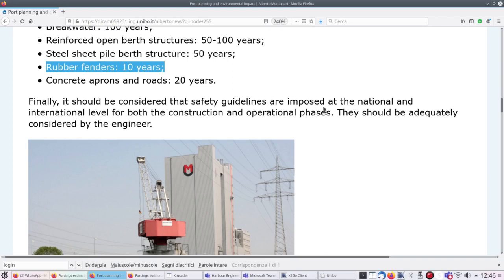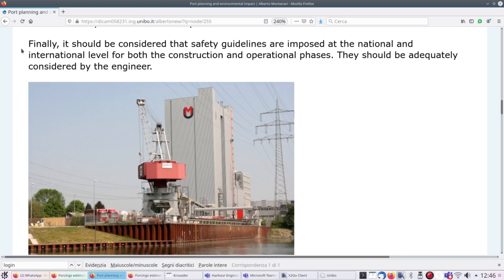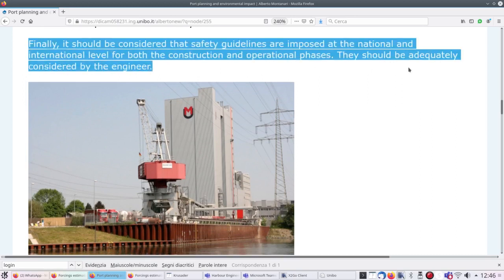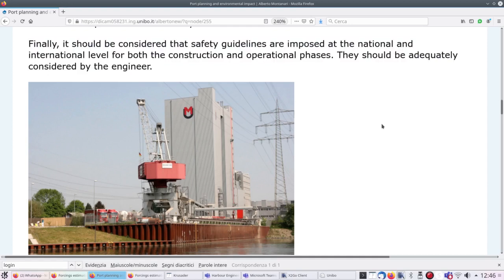So it's very unlikely that a given rubber fender will sustain an event that has a return period of 100 years. And given that there is no risk for the human life, it's better to pay the damage that is caused by a failure of the rubber rather than putting fenders that are designed for a 100 year return period event. But again, consider the safety guidelines imposed at the national and international level. This is what we already stressed a lot of times.